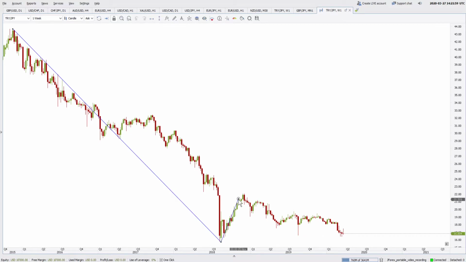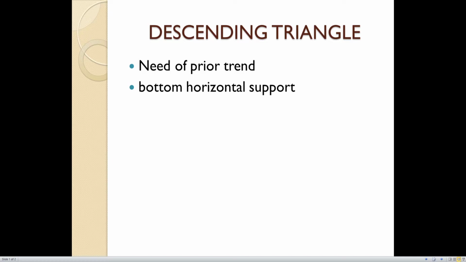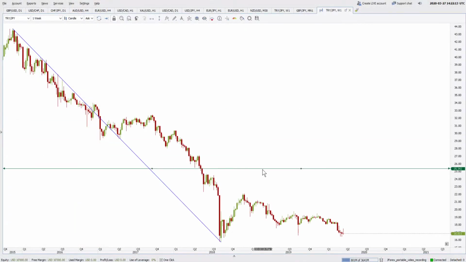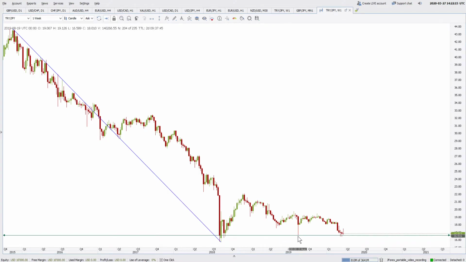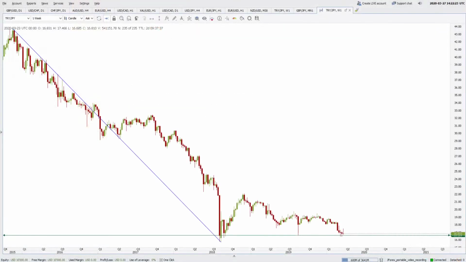Then after, the next point we have to see is the bottom horizontal support. Okay, let us see if there is a bottom horizontal support or not. We will just join this one. Okay, yes, we got the bottom horizontal support, and the next thing that we wanted to see is the descending trend line. Let us see if there is a descending trend line or not.